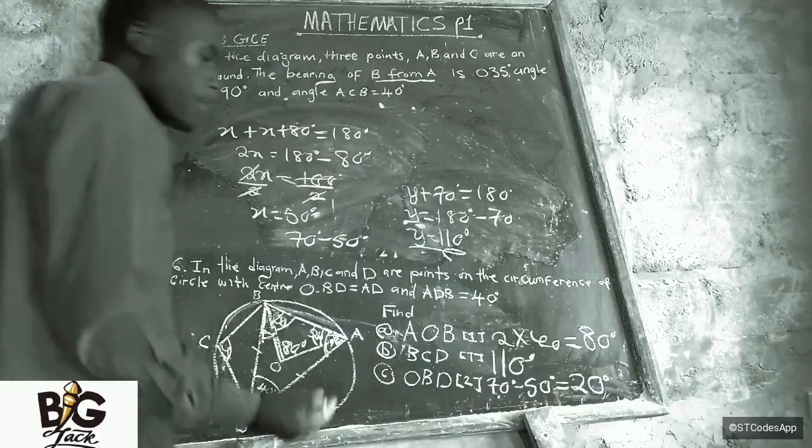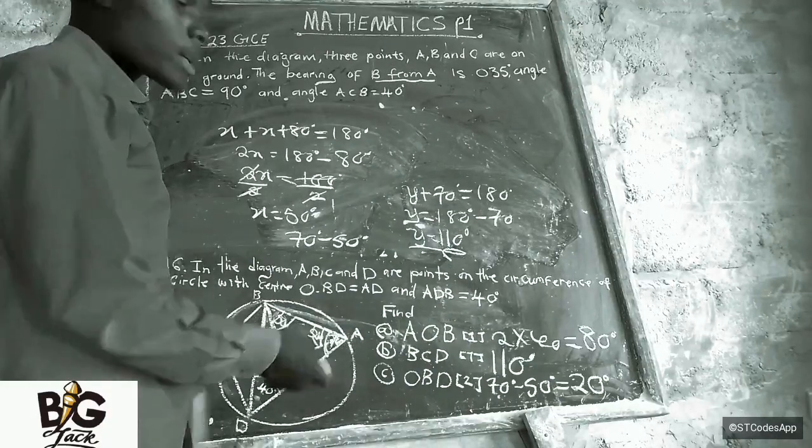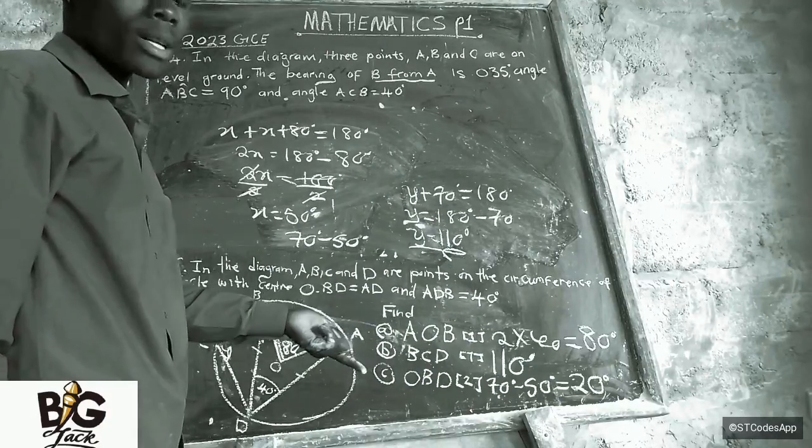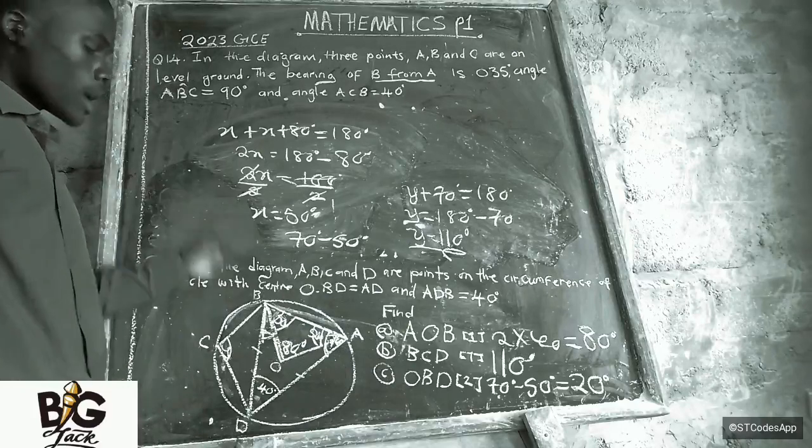Now remember, this one here is not bearing. You're not supposed to add 0 there. This one is not bearing. So that was the last one.